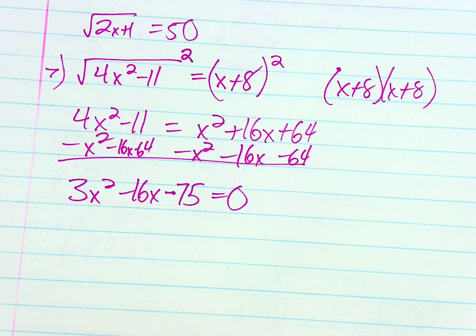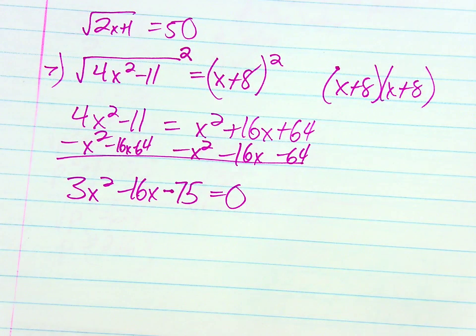And then how do you solve this thing? Yeah, let's try and factor. I can't pull out a 3. Too bad. I wish that thing was a 15, but it's not. So I can try. 3 times 75 is, what, 225?